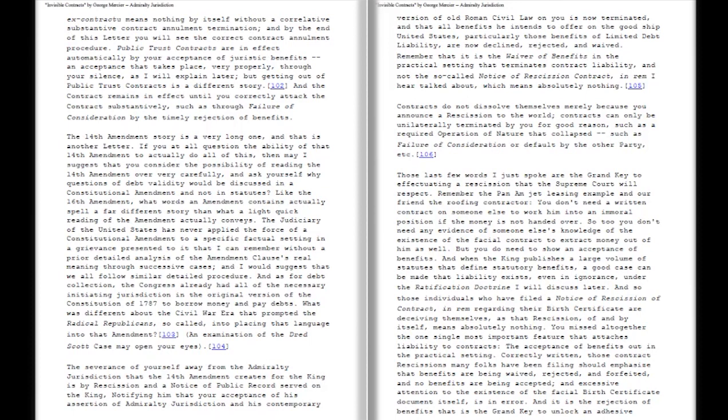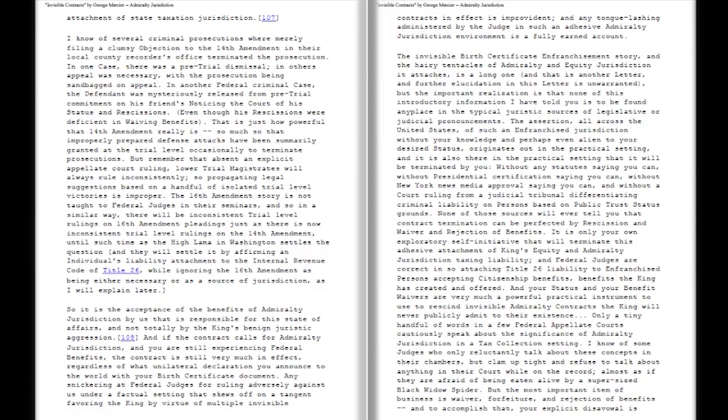And so, those individuals who have filed a notice of rescission of contract, in rem regarding their birth certificate, are deceiving themselves, as that rescission, of and by itself, means absolutely nothing. You missed altogether the one single most important feature that attaches liability to contracts, the acceptance of benefits out in the practical setting. Correctly written, those contract rescissions many folks have been filing should emphasize that benefits are being waived, rejected, and forfeited, and no benefits are being accepted. Excessive attention to the existence of the facial birth certificate document itself is in error, and it is the rejection of benefits that is the grand key to unlock an adhesive attachment of state taxation jurisdiction.